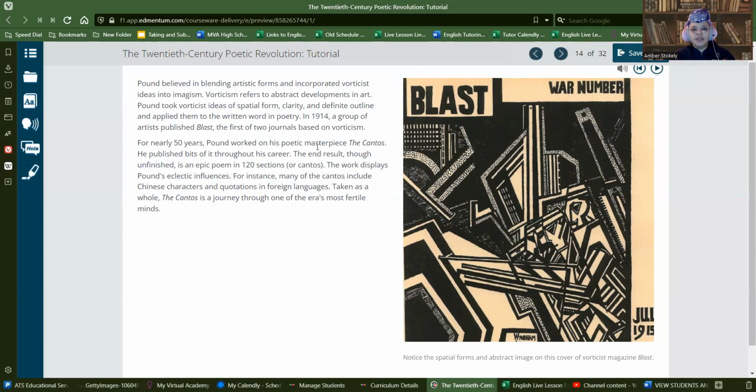And even though it's unfinished, it's pretty much a journey through his mind. The Cantos is a journey through one of the era's most fertile minds.